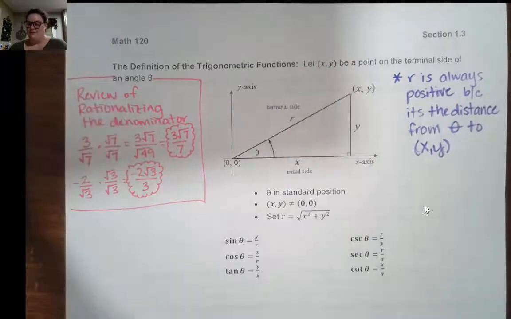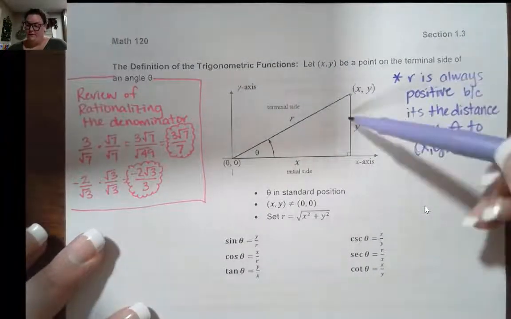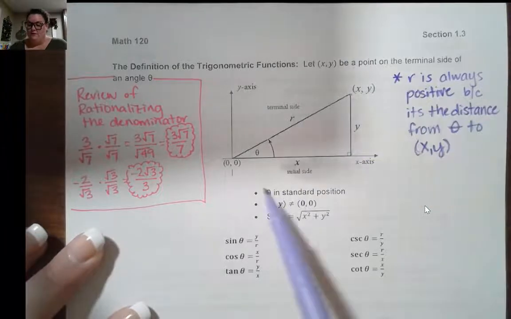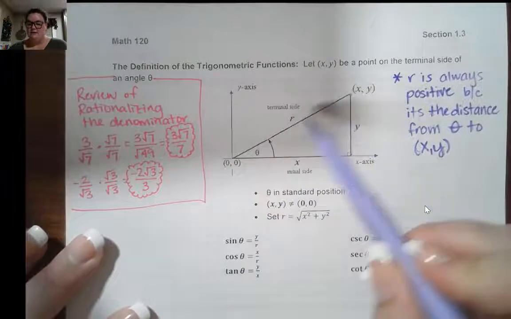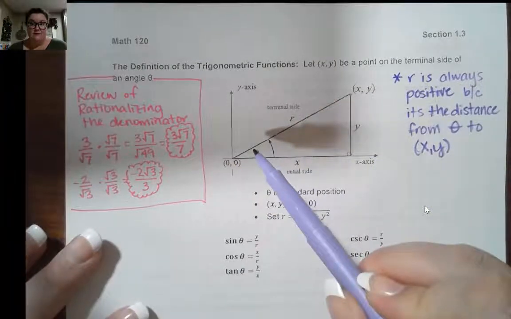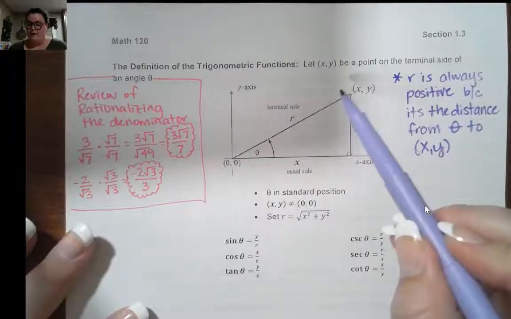All right, so this is just our xy point, right? So we have our distance y, we have our distance x, and then we also have this positive distance r that will always be positive, right? Because it's a distance from our angle theta out to the xy point.